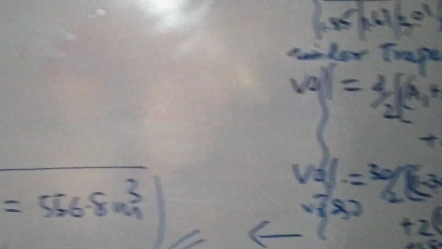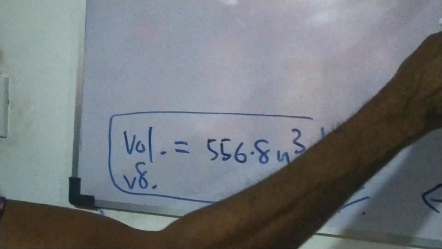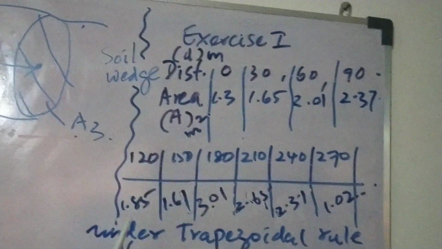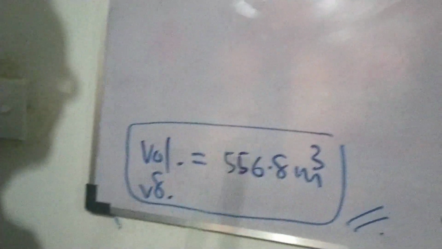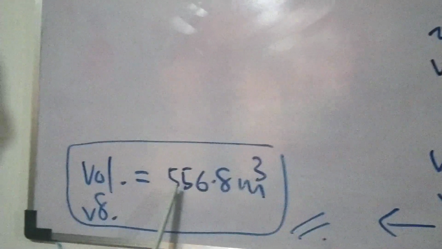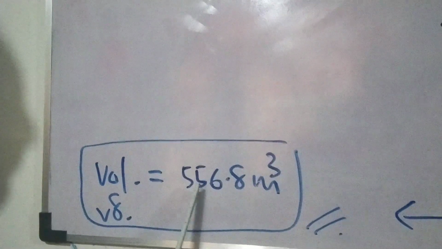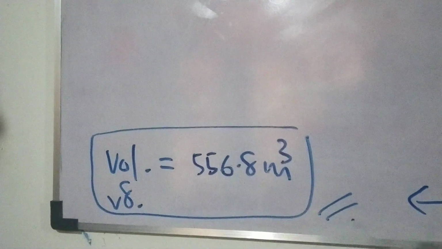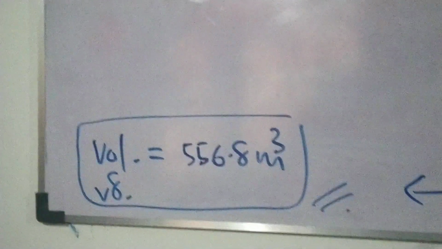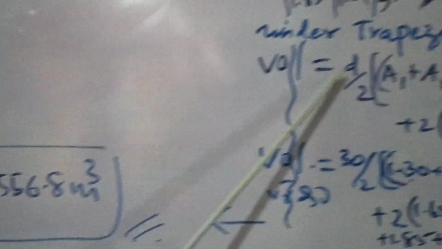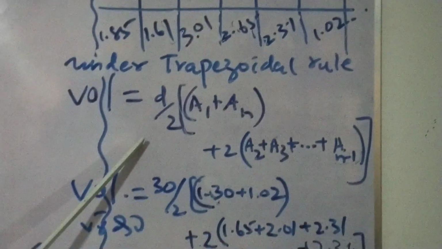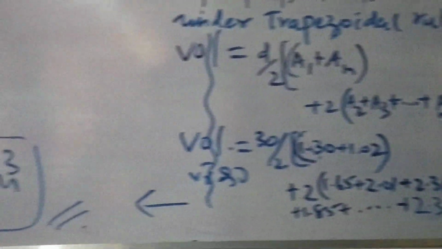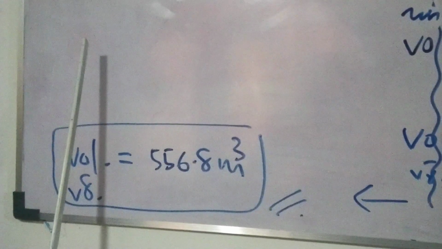Then the volume, you know, is in meter cube. The distance is in meters, the area is in meter squared, then the volume is in meter cube, equals 556.8. Okay, that is the answer of this. Then I have done it in method number one.